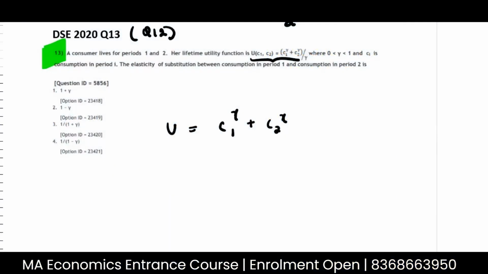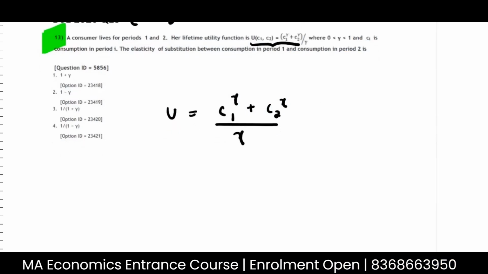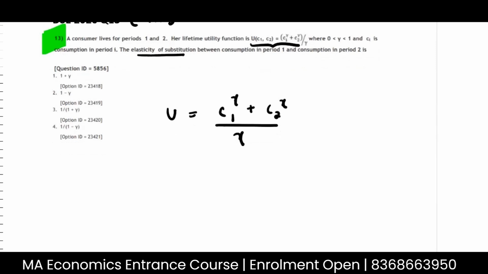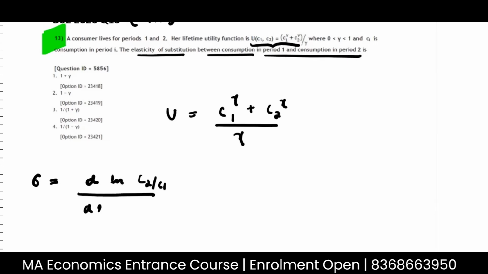Method is the same, huh? You can try it with to the power 1 by gamma also. So it says find the elasticity of substitution between consumption in period 1 and consumption in period 2. Now, elasticity of substitution has a formula which is given by d of ln C2 by C1 upon d of ln MRS.